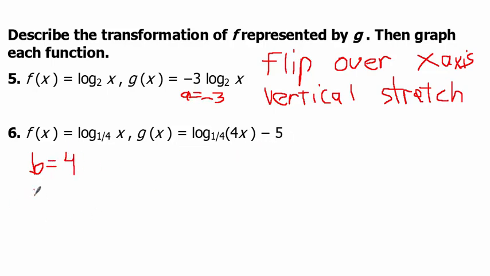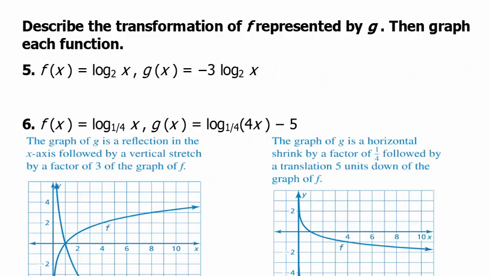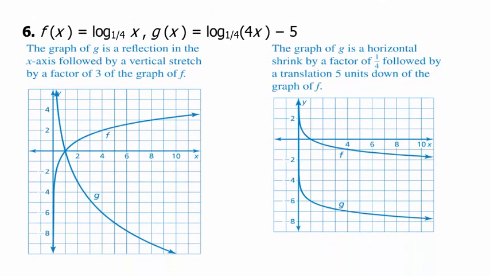Tacked on, K. On occasion, they put K in front, so they could have said negative 5 plus the log. We should be able to flip those around. And down 5. So this is what the graphs of those two look like.